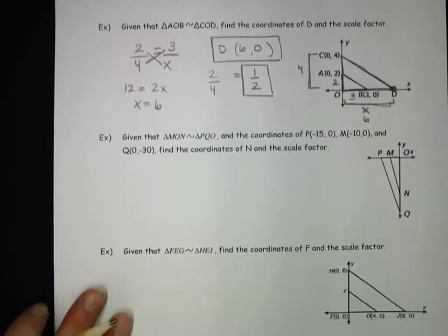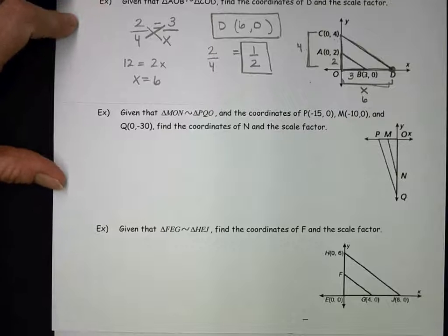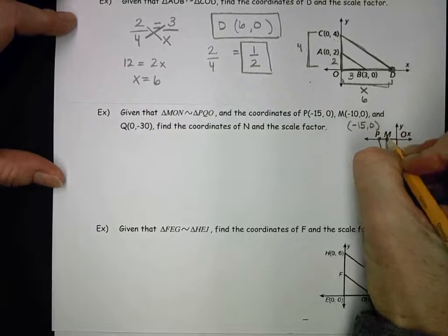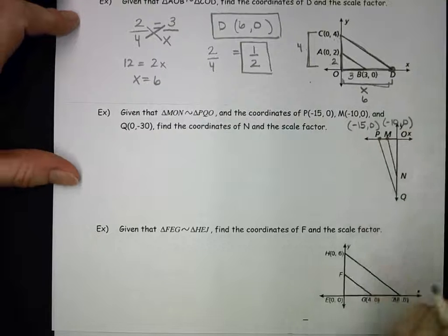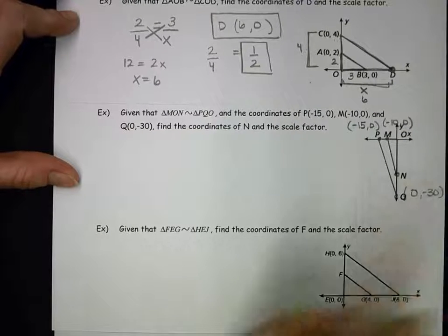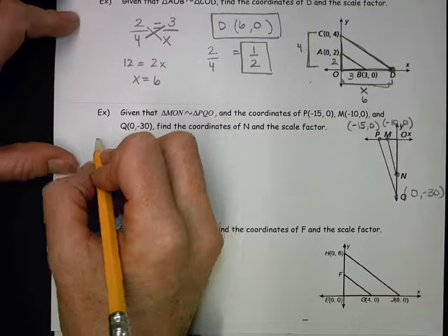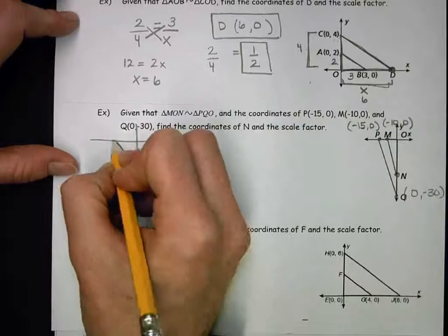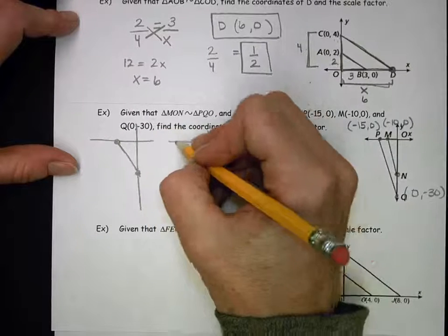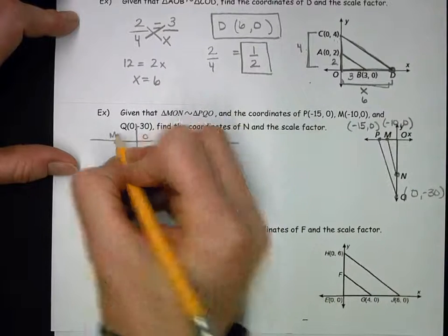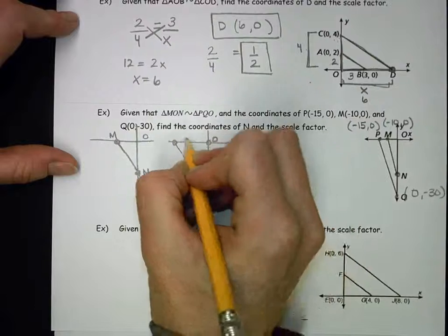Let's take a look at the next one. It says, given that these two triangles are similar, the coordinates of P are -15, 0. The coordinates of M are -10, 0. And the coordinates of Q are 0, -30. We want to find the coordinates of N. All right, the first thing I'm going to do is redraw my triangles so it's a little bit bigger. Here's my first one, and here's my second one. Okay, so if this is O, M, and N, then this will be O, P, and Q.